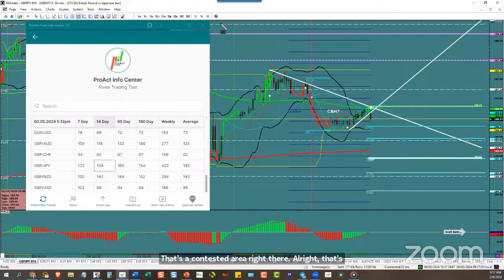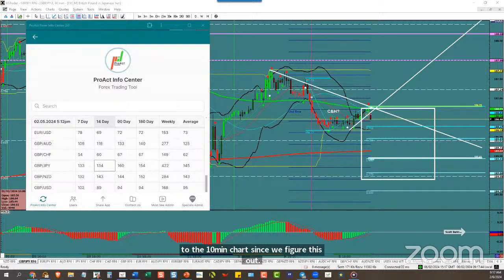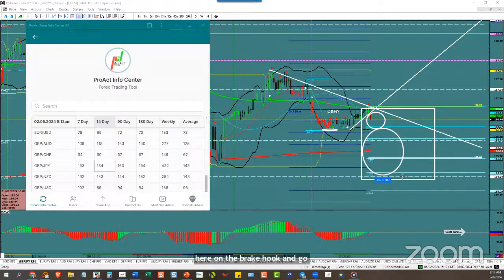All right. So now we see the trade to the downside, and we're in a break. So we're going to go to the 10-minute chart as soon as we figure this out. All right. So there's the trade. Trade 1 is here on the break, hook, and go. Trade 2 is the break of this bottom for the target, and then you hold for the 1270 below it right there. All right. So there we go.